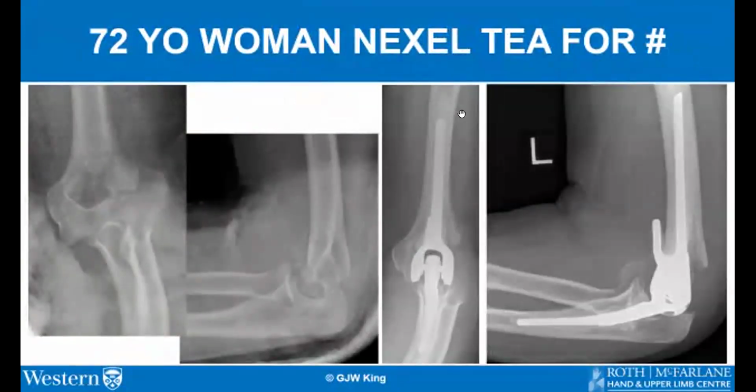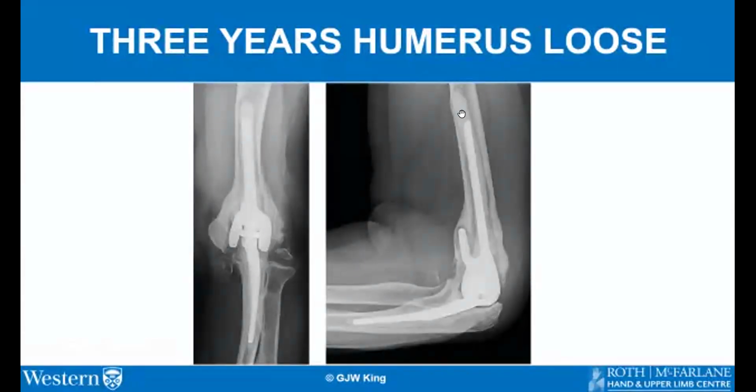This is a patient that had an Nexel total elbow arthroplasty for fracture at the age of 72. 3 years later, you can see she had loosening of the humeral component, which is quite surprising given that she is not a high demand patient.